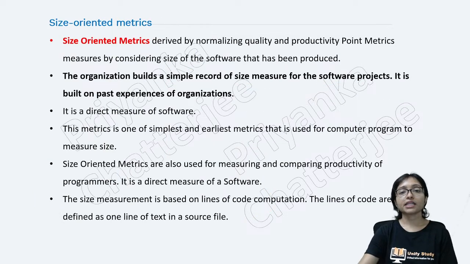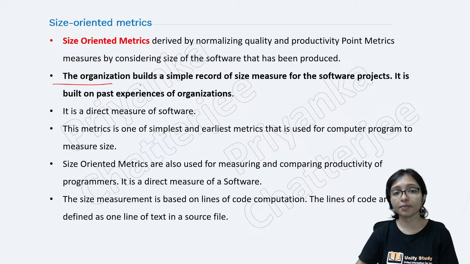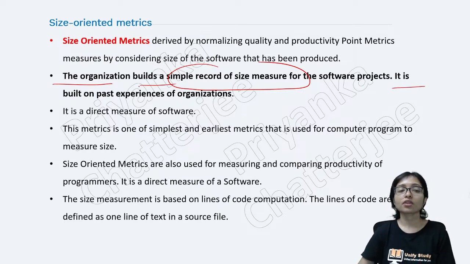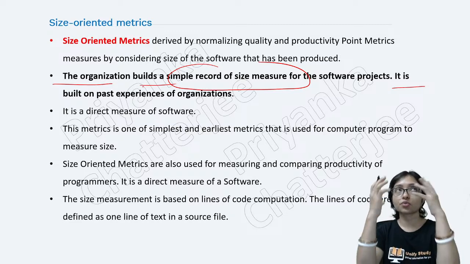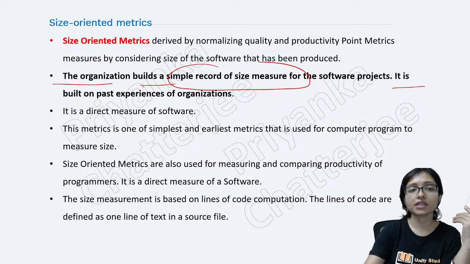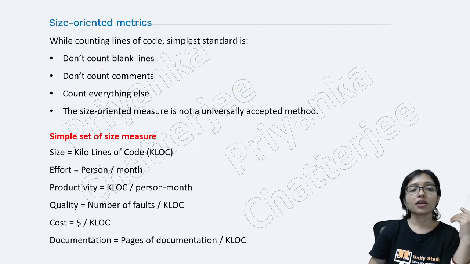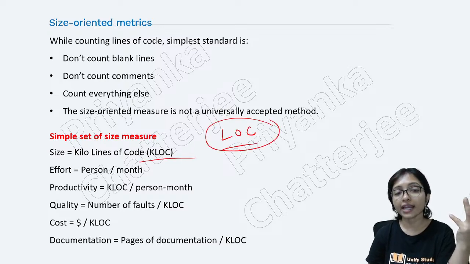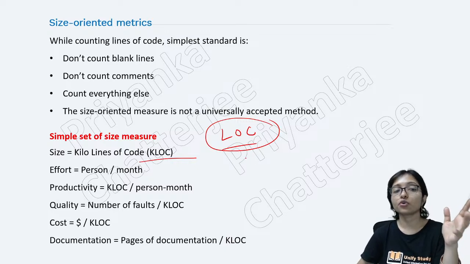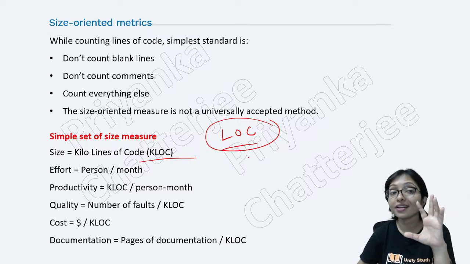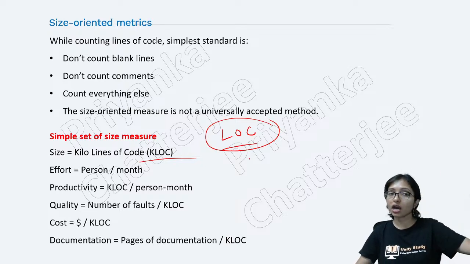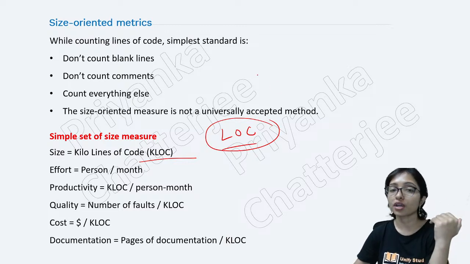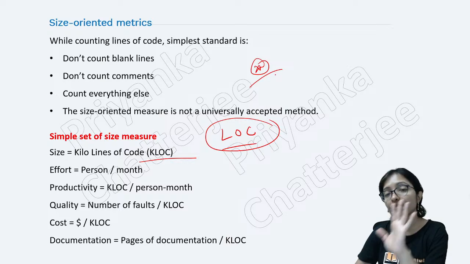Now these are disadvantages. Size oriented metric means the organization builds a simple record of size. You are just thinking about size, what is the total size of the software. That is called the size oriented metric. Here it mainly focuses on line of code, kilo line of code. You are counting how many lines there are. There, you are counting how many functions there are; here, you are counting how many lines there are. This is called line of code. This also we will do; numerical we will do in the next class.